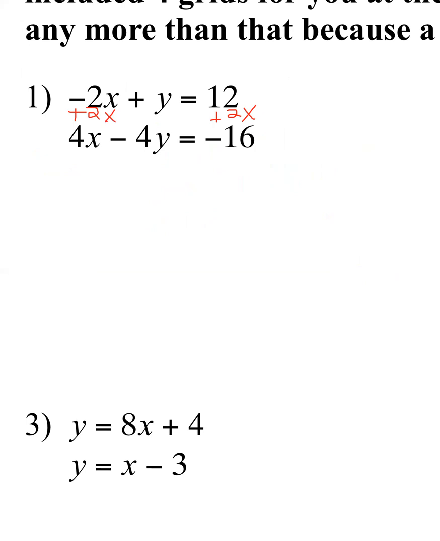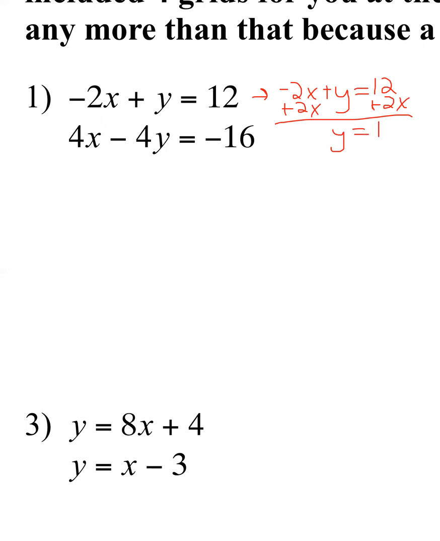So actually, you know what, let me undo that. I don't really have enough room. I'll just rewrite it. Okay, so the original looks like negative 2x plus y equals 12. So I'm going to add 2x to both sides. Remember, when you're doing substitution, it doesn't matter if you write it as 12 plus 2x or 2x plus 12. Doesn't matter. But now I have that variable by itself.